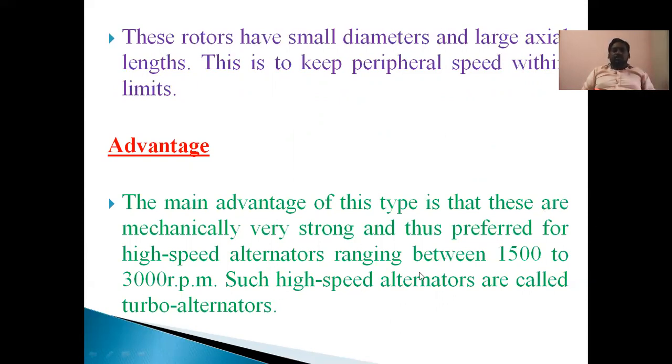That's why these turbines are used in thermal power plants. The alternators used in thermal power plants are called turbo alternators because their speed is between 1500 to 3000 RPM. And the advantage of this type of rotor is that it is mechanically very strong. That's why these are preferred in turbo alternators. So these are the types of rotors, and this is the total construction of a three-phase synchronous generator.